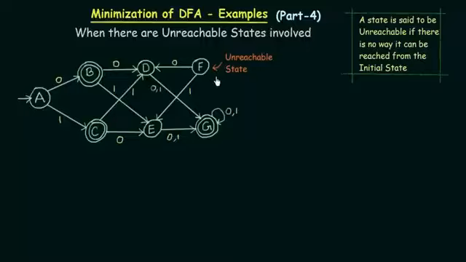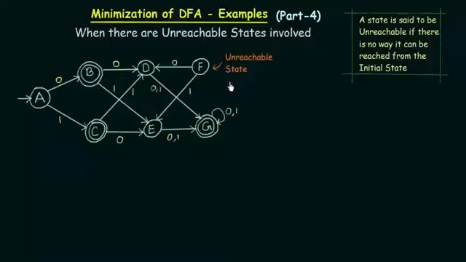There is another way in which you can easily identify an unreachable state, and that is unreachable states will only have outgoing transitions and will not have incoming transitions. If you observe here, the state F has outgoing transitions for 0 and for 1, but there are no incoming transitions. That means nothing comes into F, only outgoing transitions are there. That is how you can easily identify an unreachable state.